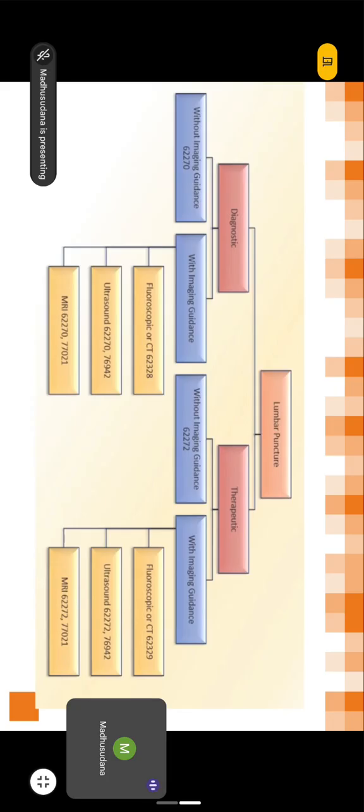And if it is therapeutic without imaging guidance, 62272. And with imaging guidance, same, fluoroscopy or CT or ultrasound or MRI. For ultrasound and MRI, we have to report the 70,000 series separately. This is only the classification of codes here for lumbar puncture. First of all, we have to check whether it is diagnostic or therapeutic.